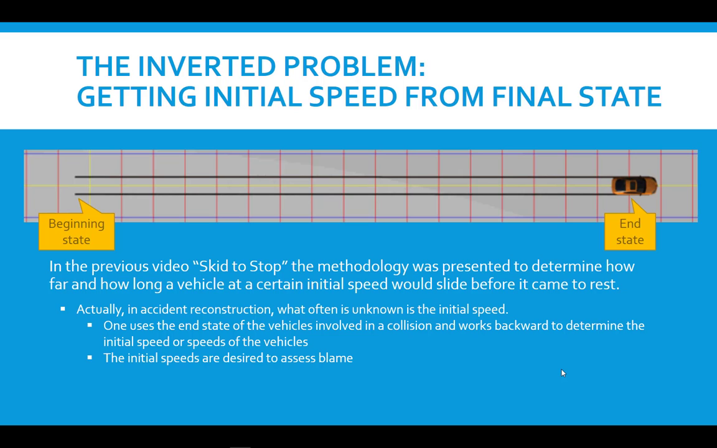These initial speeds are needed to assess the blame in the accident. So what we'll do here is see how to do this. We'll start with the final state and work our way backwards to the initial state.